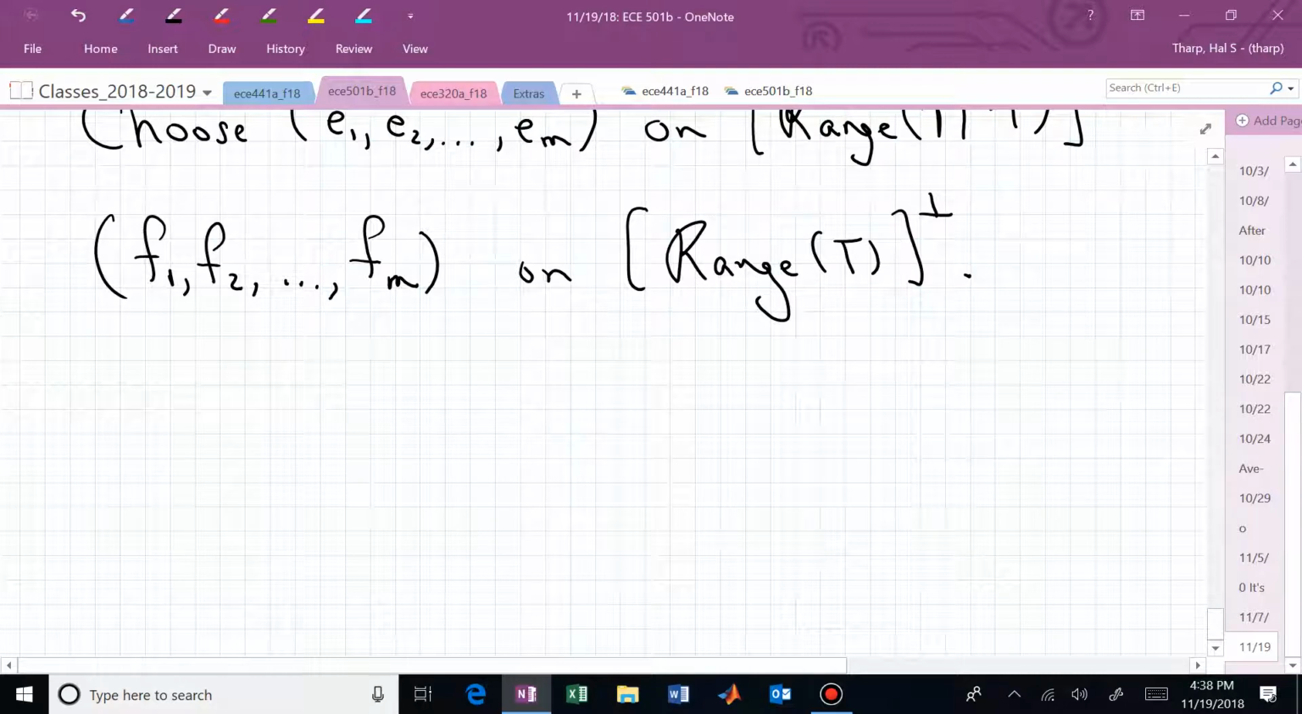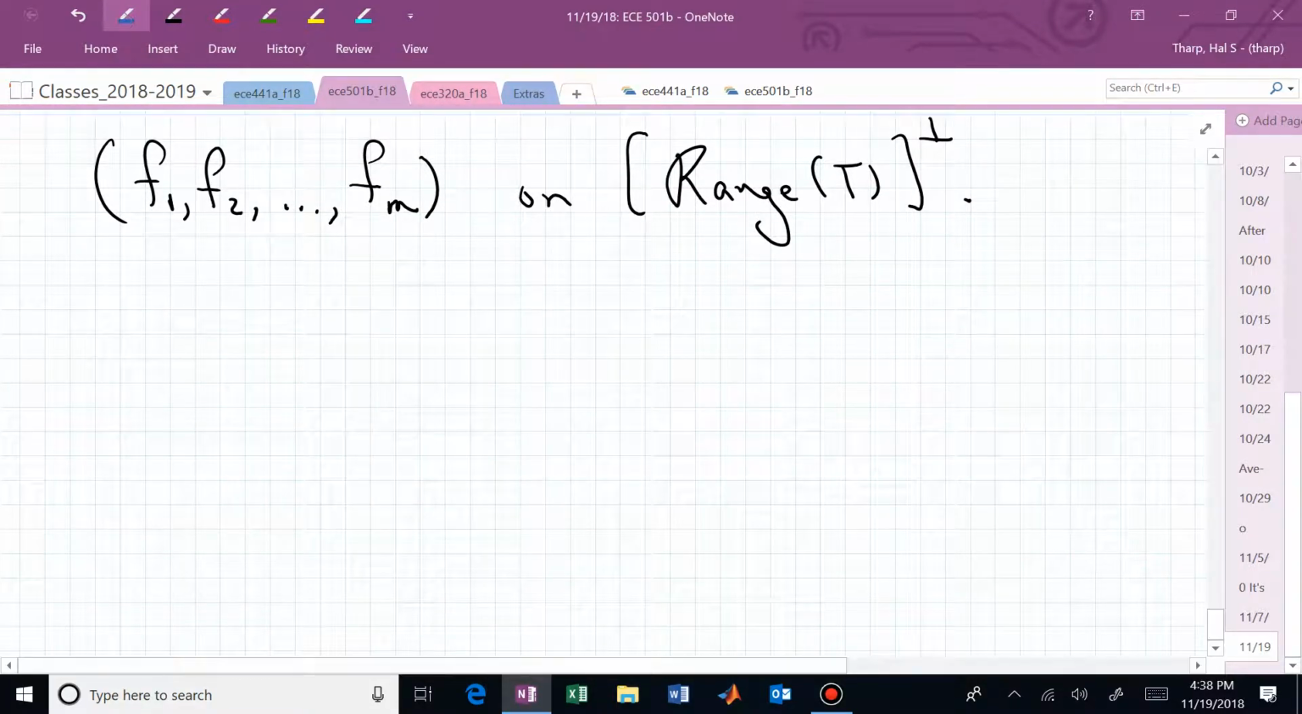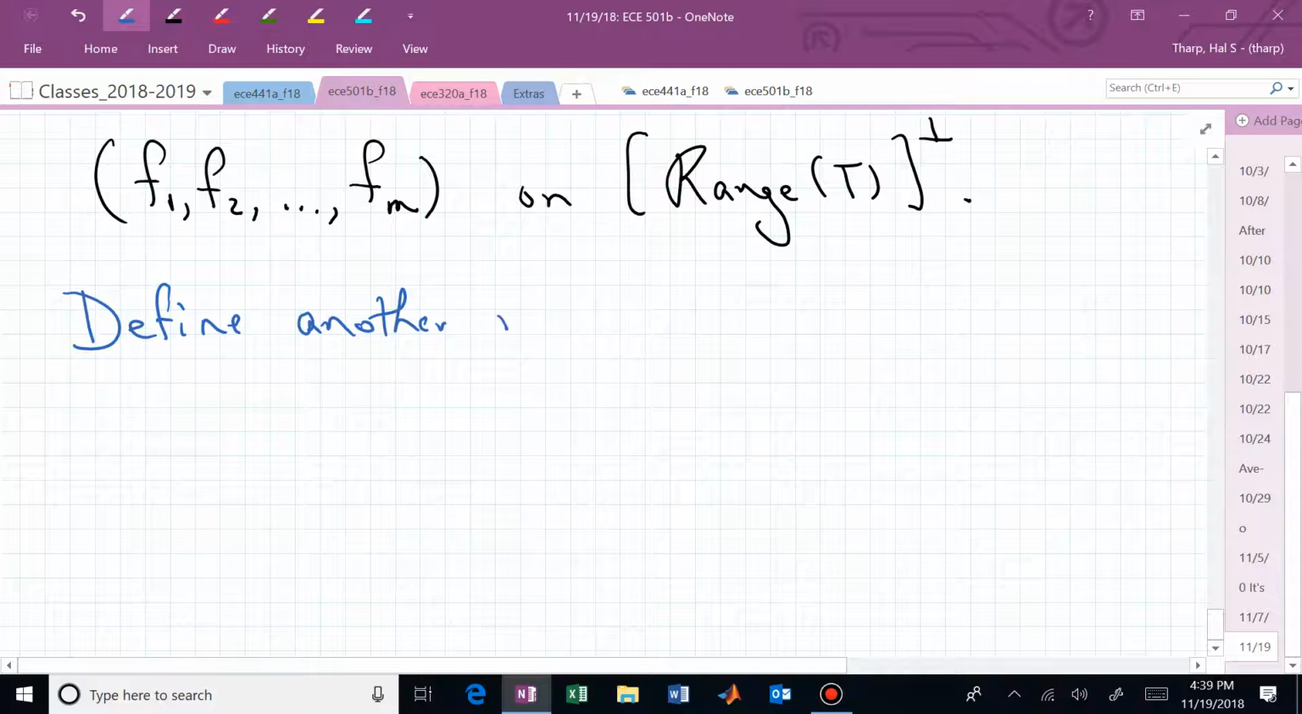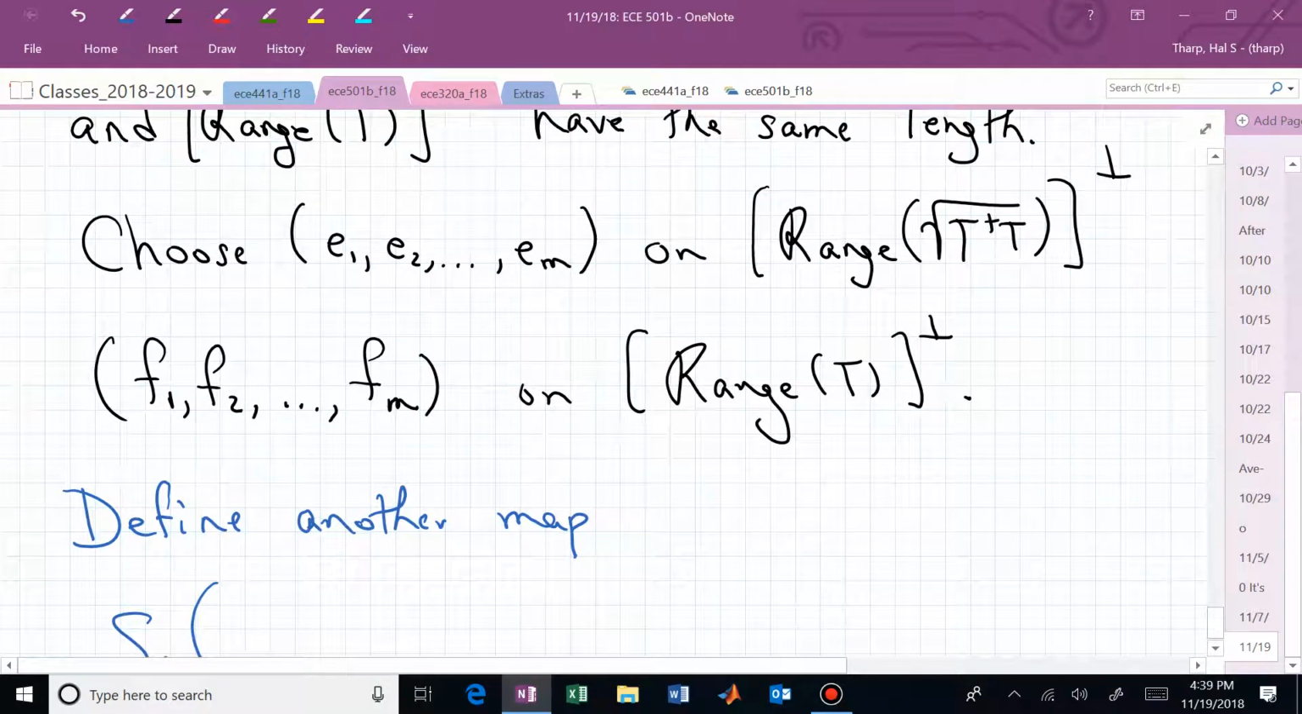And the rotation that we're going to use is going to be S sub 2. We've already used up S sub 1 to map the range of the square root of T dagger T into the range of T. So now we need to map or rotate on the orthogonal complements of those. So let's define another map, which we are going to call S sub 2, and let's just have it operate on a generic vector in the orthogonal complement of the range of the positive square root of T dagger T.